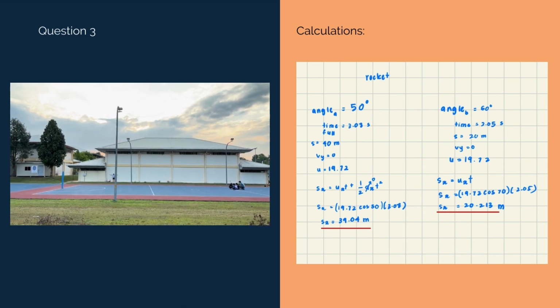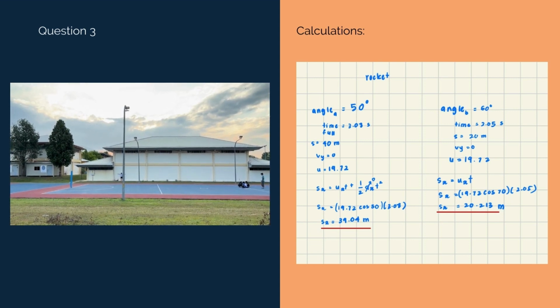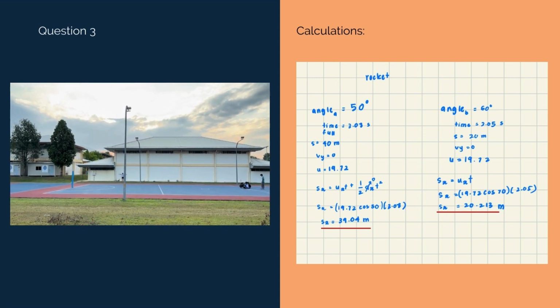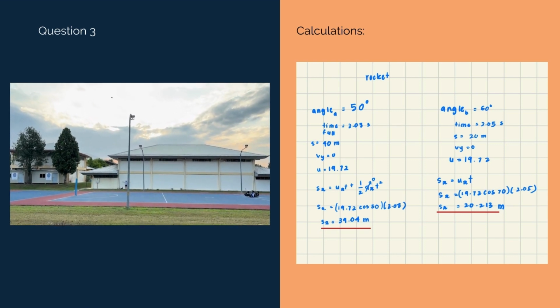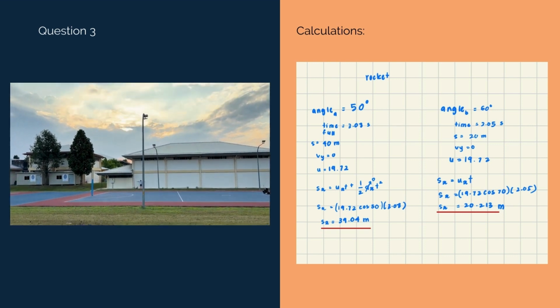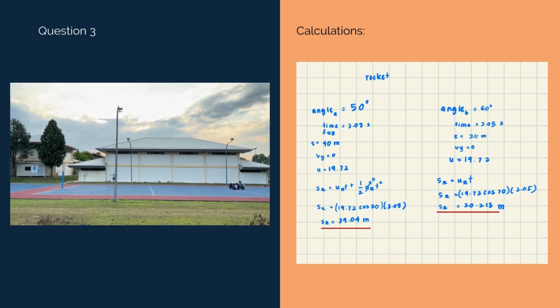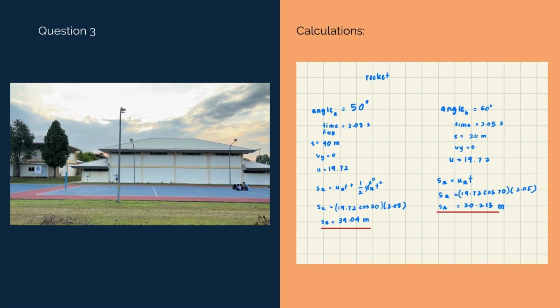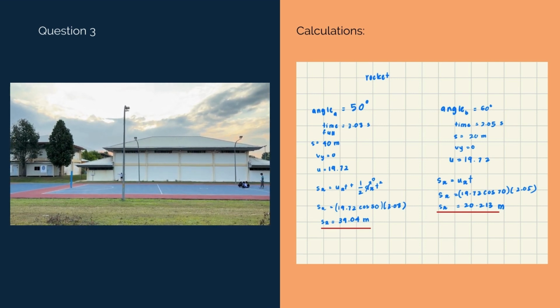Therefore, we can get the horizontal displacement Sx by using Sx equal to Ux t plus half ax t squared. We can assume that the acceleration is 0 meters per second squared, and we will get the derived formula, which is Sx equal to Ux times t elapsed. Now, what is left is to substitute the Ux that we found just now, 19.72 cos 50 degrees, and multiply it by the time elapsed, and we will get the Sx value, which is 39.04 meters.